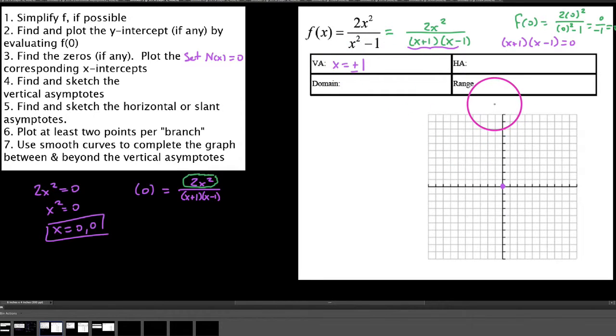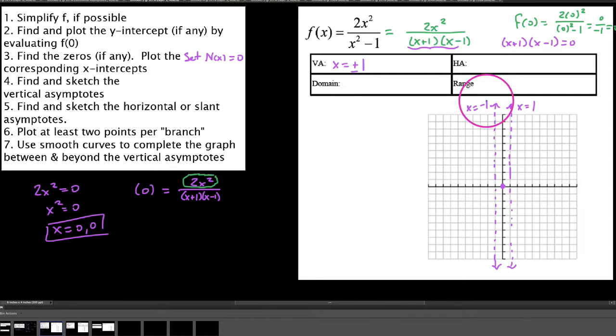So instantly I'm going to go draw those in. We said to find and sketch your vertical asymptotes, and so we have vertical asymptotes at positive and at negative 1. It is appropriate, certainly, to label these asymptotes. We say x equals 1 and x equals negative 1.